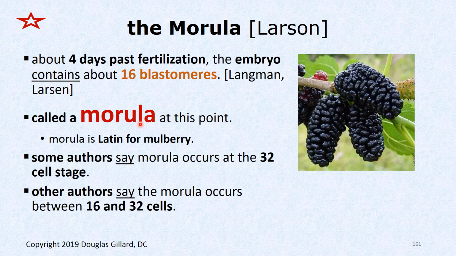Now, the authors are all over the place on this. Some authors say that a morula doesn't occur until one more division, the 32-cell stage. Other authors, I think wisely, say anywhere between 16 to 32 cells, you got yourself a morula. That's probably the best way to go. But because Langman is a board book, we're going to go with 16 blastomeres equals a morula. All my students got that? 16 blastomeres equal morula.